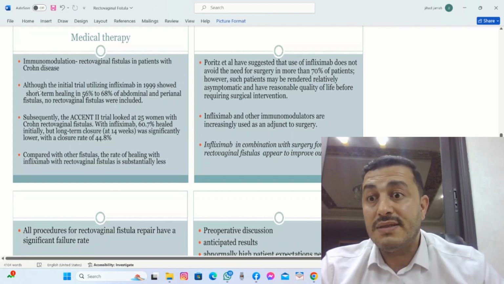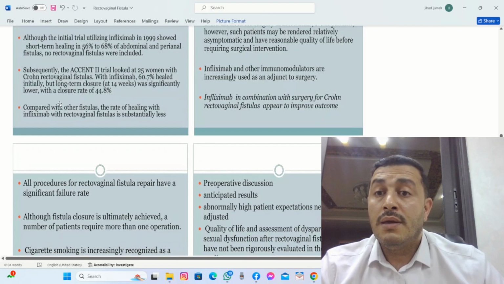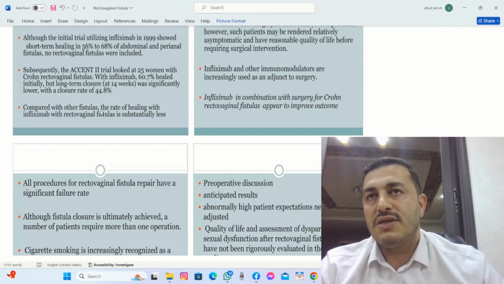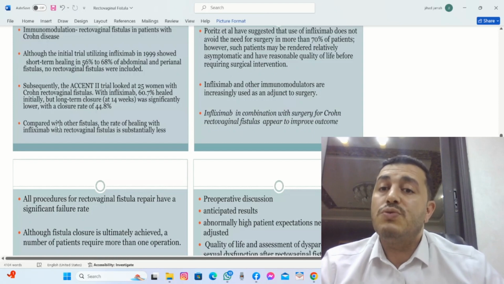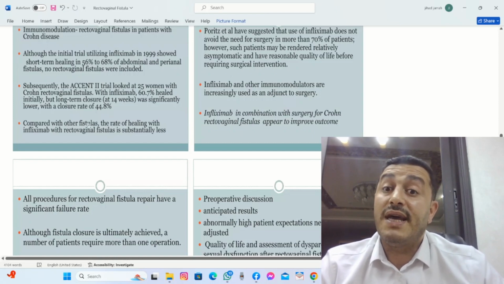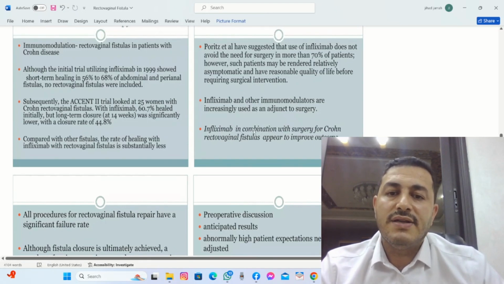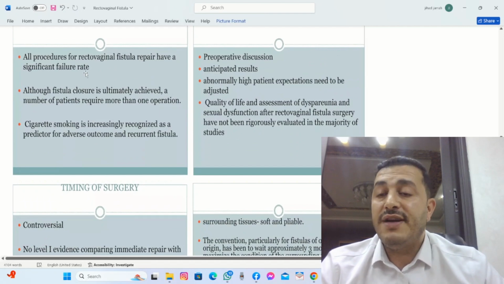We talk about immunomodulatory treatment, especially in Crohn's, such as infliximab. In this slide they support that medical treatment should be maximized in Crohn's disease, such as infliximab. We said that it does not negatively impact the surgical treatment; here they say that it is positively impactful. So they support medical treatment that synergizes with, augments, and enforces our success in surgical treatment. We said all procedures have a significant failure rate regardless of the approach.